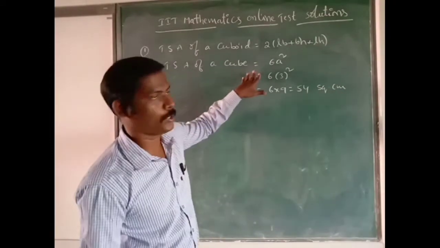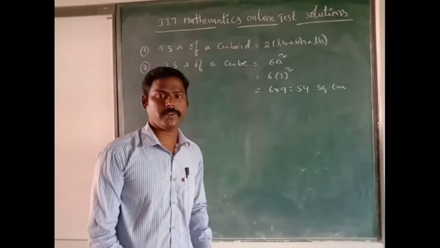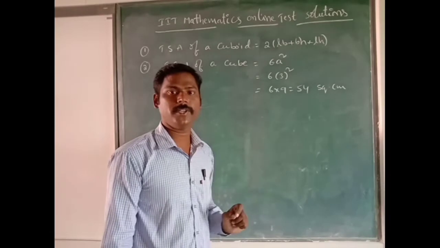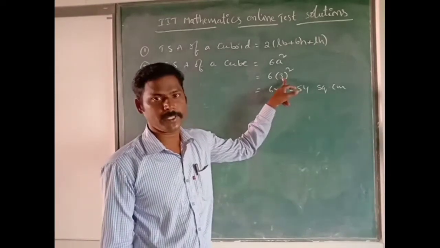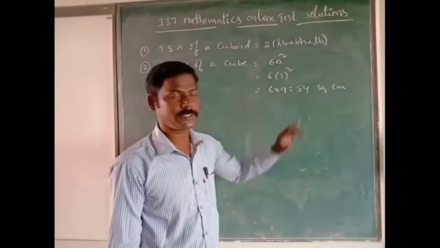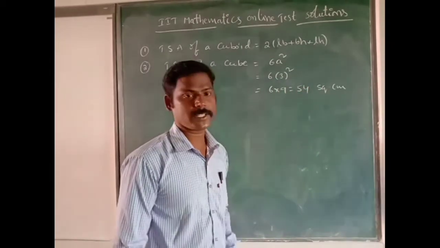Total surface area of a cube is equal to 6a square. So here I have already given in the question the value of the edge is equal to 3 centimeters. So 6 into 3 square. 3 square will be how much? 9. 6 9s are 54 square centimeters.